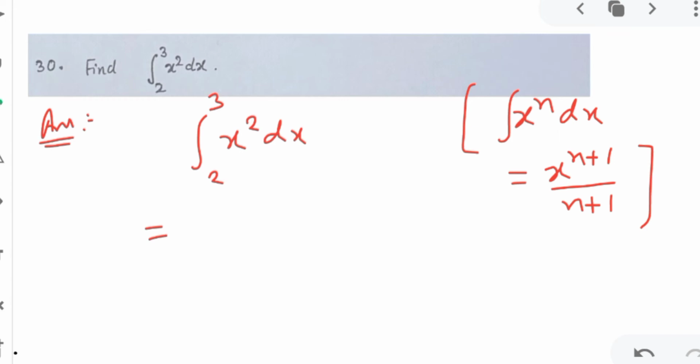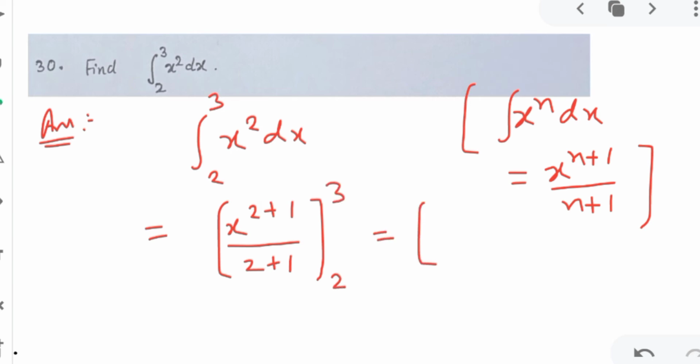So the n value is 2. So x to the power n plus 1 means 2 plus 1, divided by n plus 1, which means 2 plus 1. And the lower limit is 2, the upper limit is 3. Now we'll simplify a little bit.